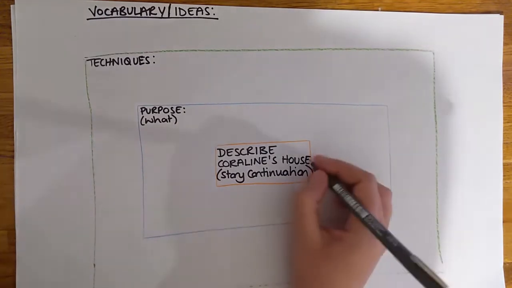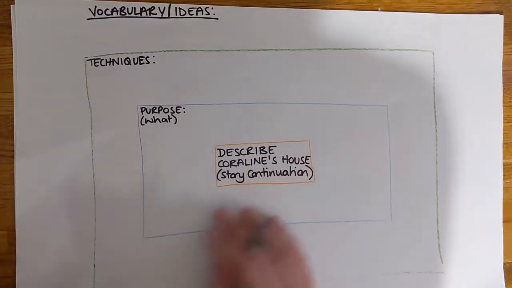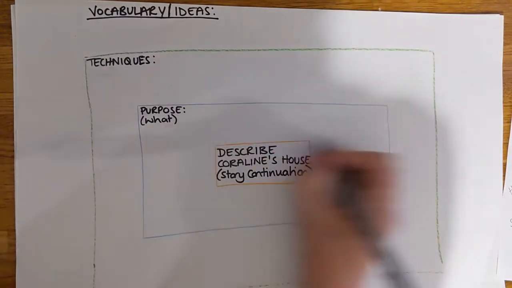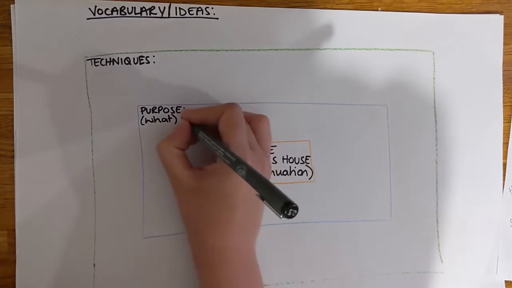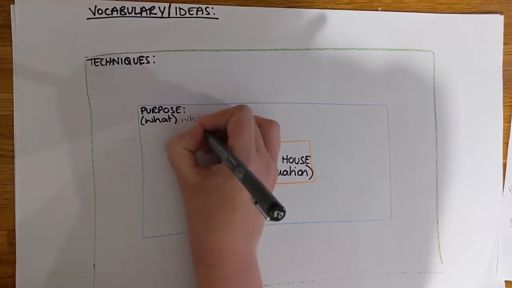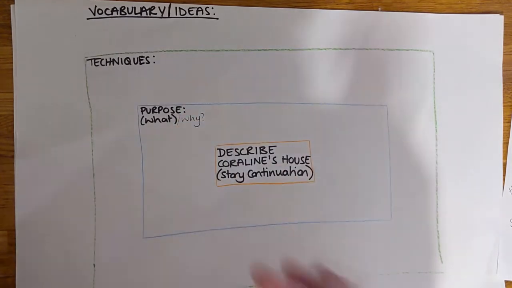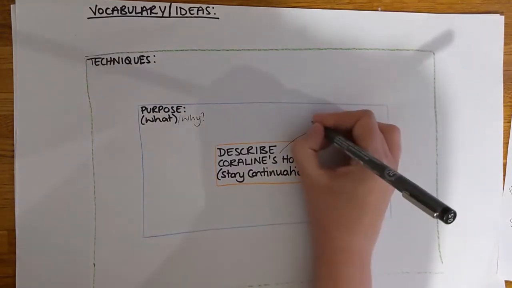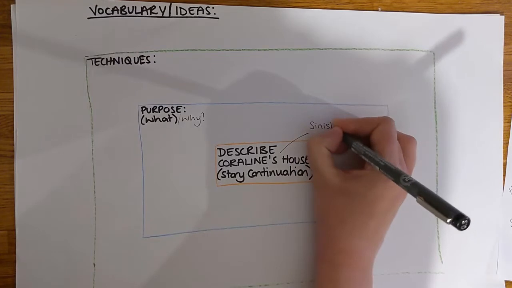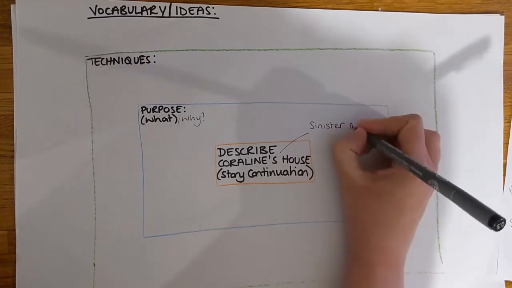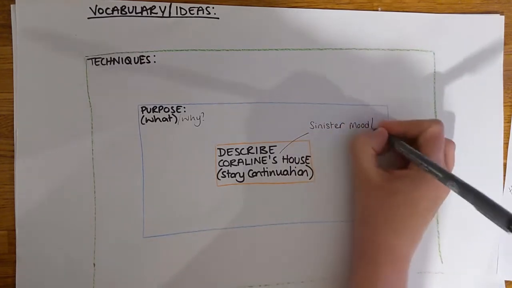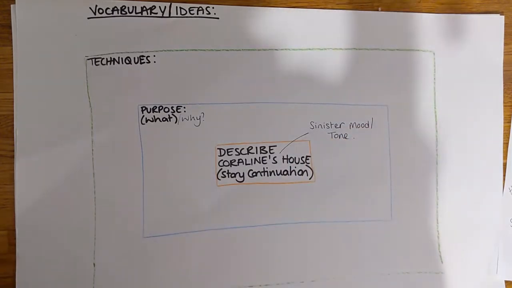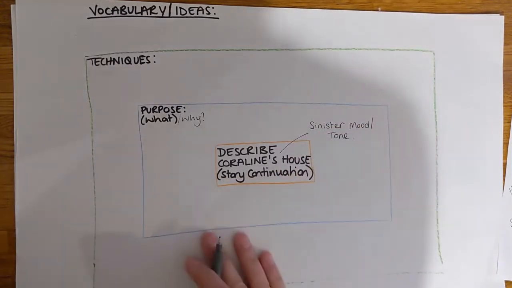Okay, so we don't need to do anything with that middle box. That's just our task. So what we need to do in around the outside in the next box is thinking about what we're doing or why we're doing it. Okay, and we're doing it to continue that sinister mood or tone, aren't we, that has been created in the first three chapters. So that's one thing that we're going to be carrying on.